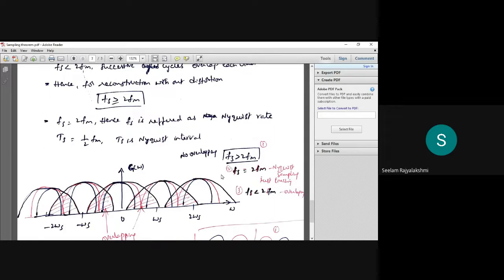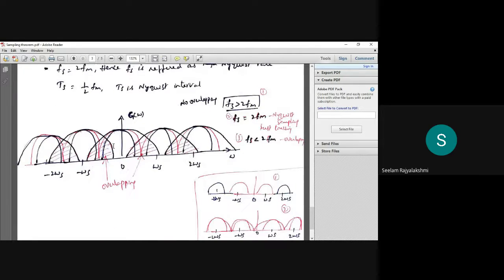Now let us see the final figure. Let us consider the first figure, Fs is greater than 2 Fm, so no overlapping. Here this is 0, this is omega s, 2 omega s, minus omega s, minus 2 omega s, on the frequency axis. So if we consider the case Fs greater than 2 Fm, we obtain it without overlapping.